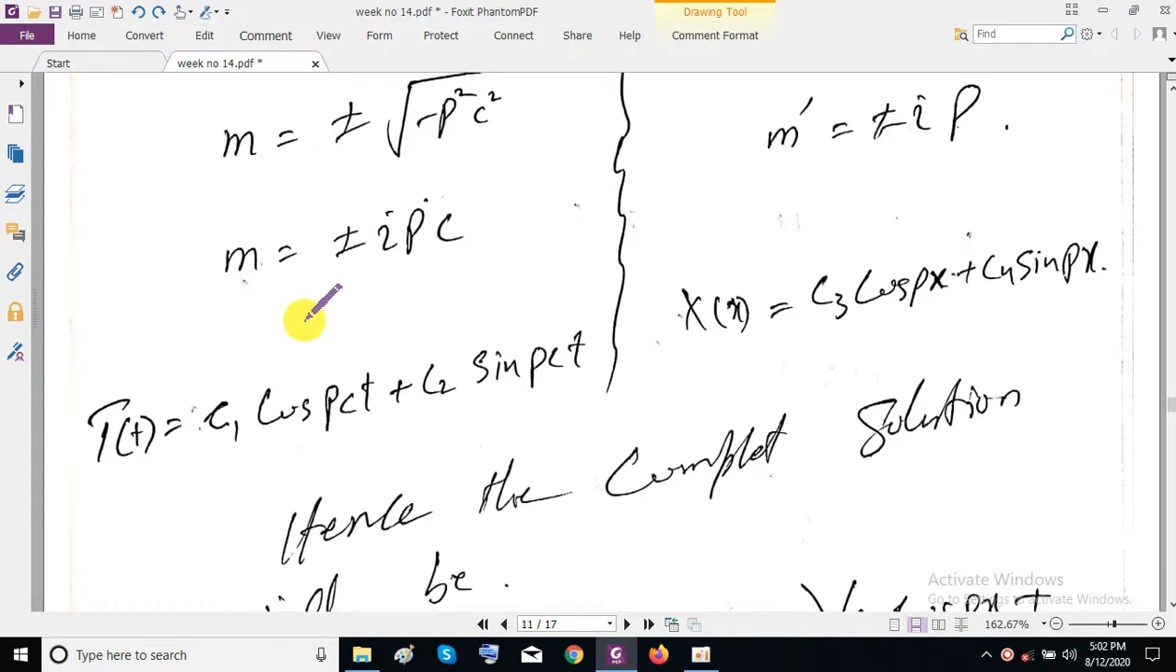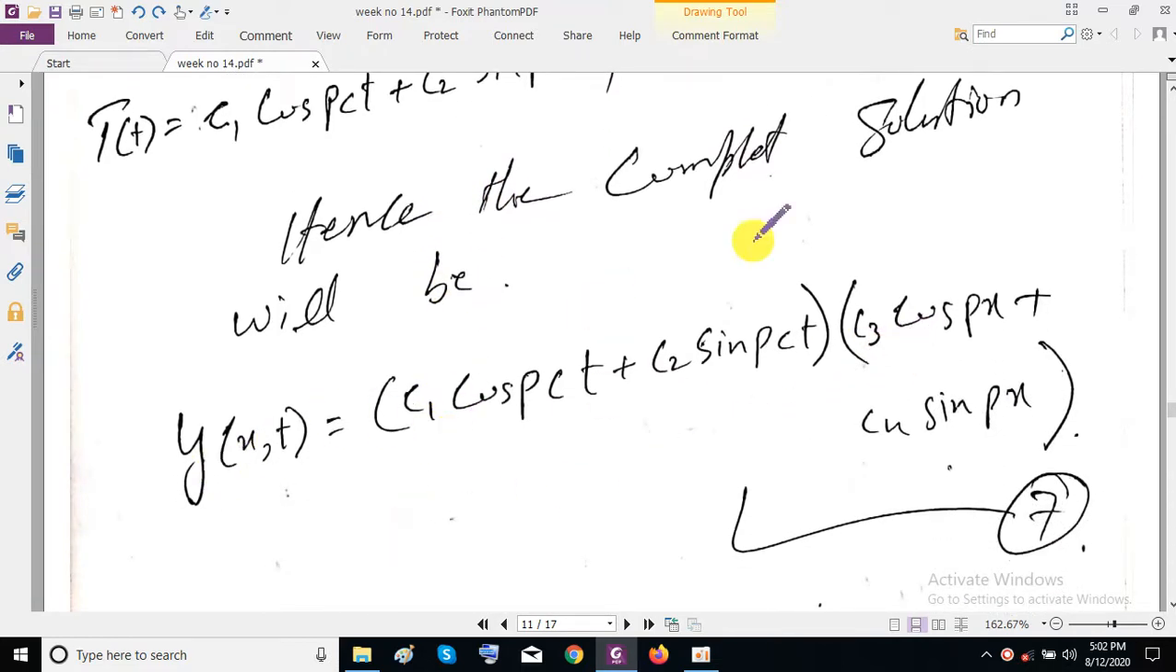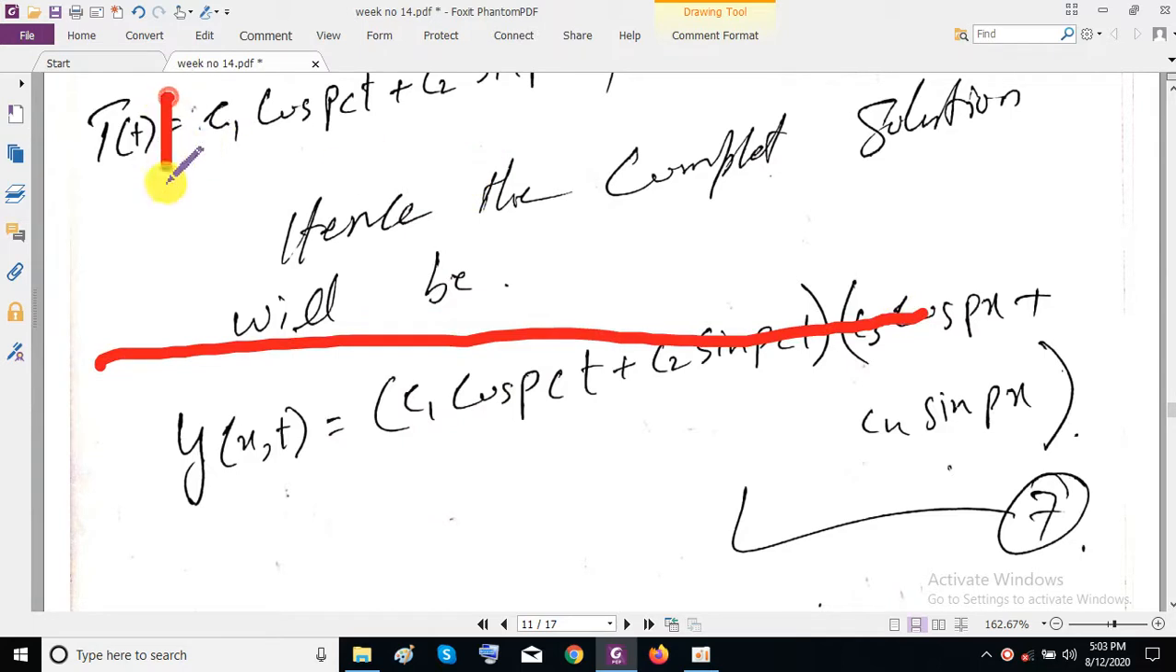As you are familiar in ordinary differential equations, if we get roots like this, then we just write c1 cos pct plus c2 sin pct, and here c3 cos px plus c4 sin px. Now this is the value of T and this is the value of X, hence the complete solution. Put these values in equation 2, we get the complete solution in the form of this one. Now this is the interesting solution because its graph will look like this. Look, here the graph will be like this one, like this one.